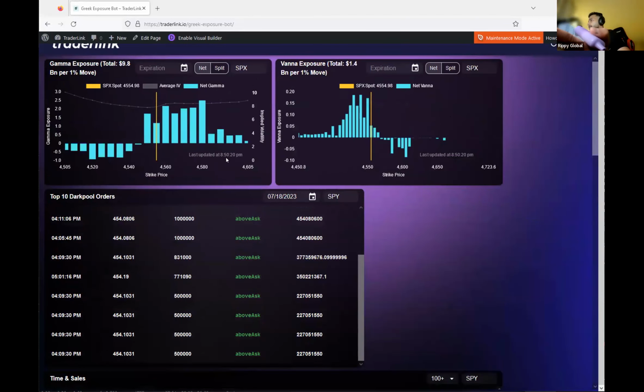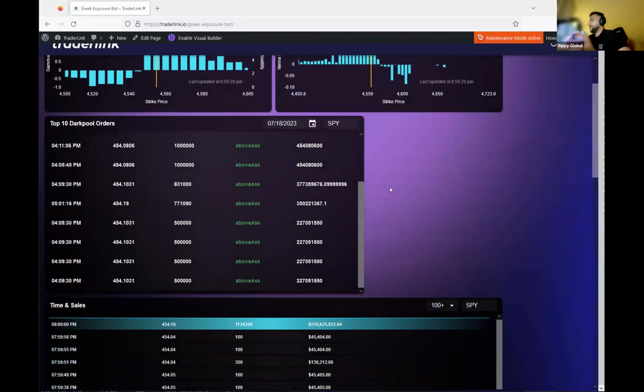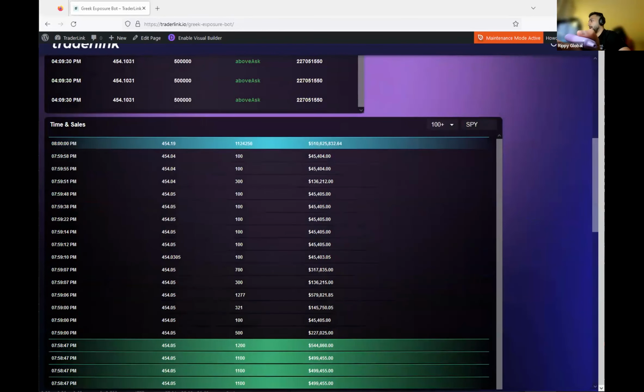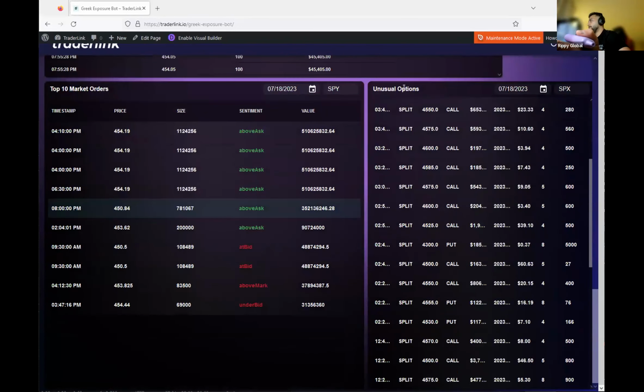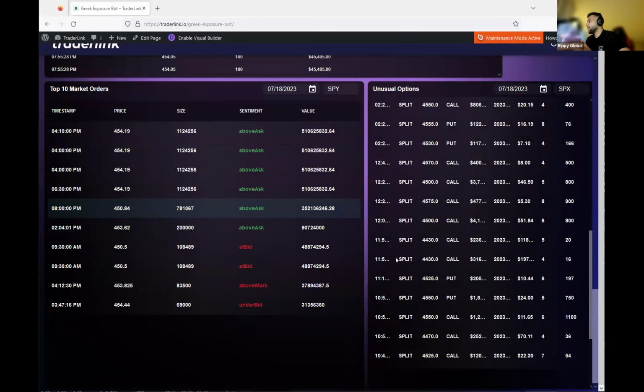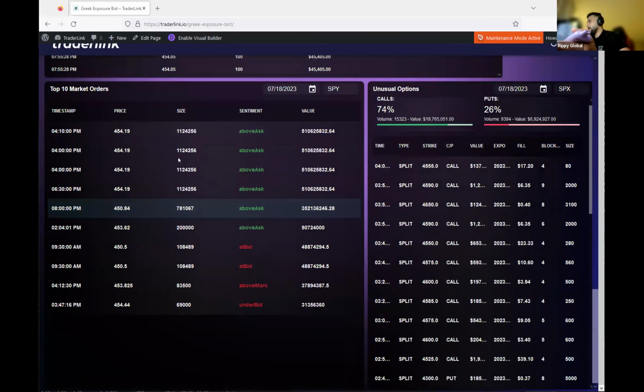Again, if you don't use any of the gammas, it's all good to me. It has dark pool, time and sales, unusual options. If you like to use flow, it's free. All I want you to do is test it out. Tell me how you like it, how it feels, and you can set up the setup however you want it.